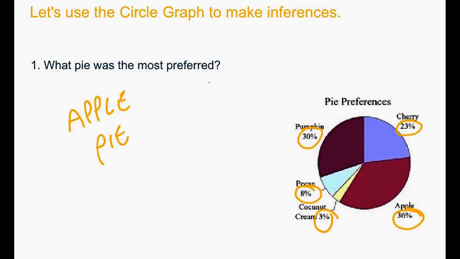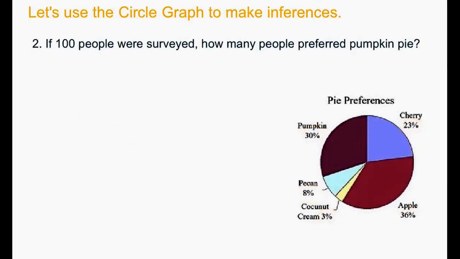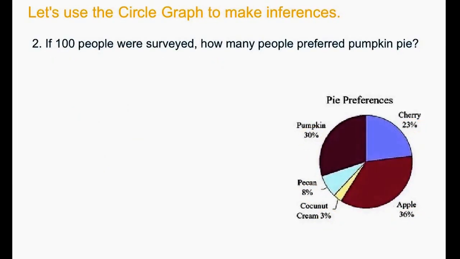You know, which one was the most preferred, which one was the highest, depending on what information is in the circle graph, things like that, which one was the lowest, stuff like that. Here's another kind of question that we could ask if we're trying to make an inference. If 100 people were surveyed, how many people preferred pumpkin pie?